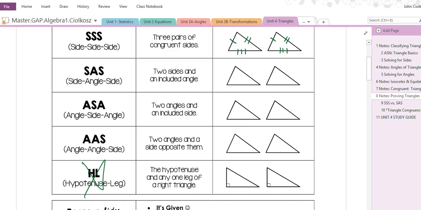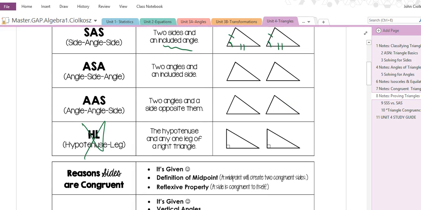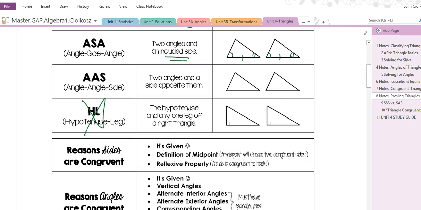Side angle side would mean I have some sides congruent and that angle between them. So that's the idea of included angles. It's between your sides. Angle, side, angle. So here again, it's an included side, between my angles. Angle, angle, side. So here, the order is AAS.